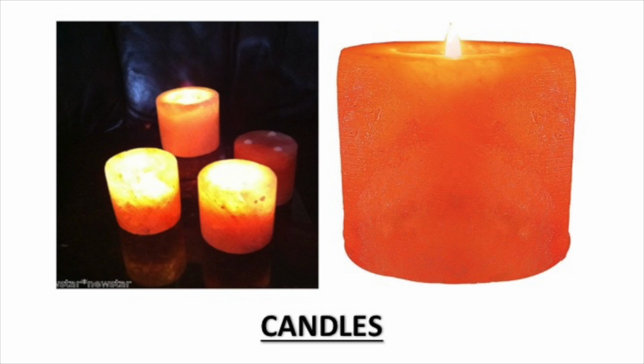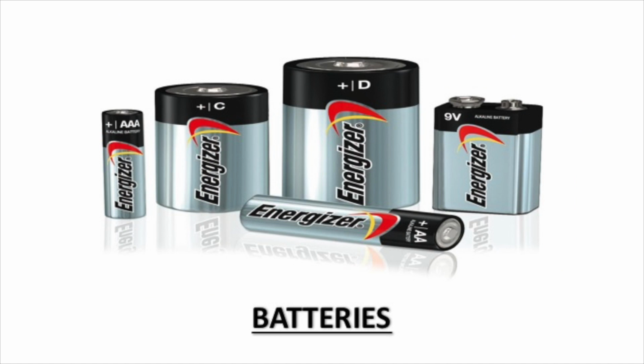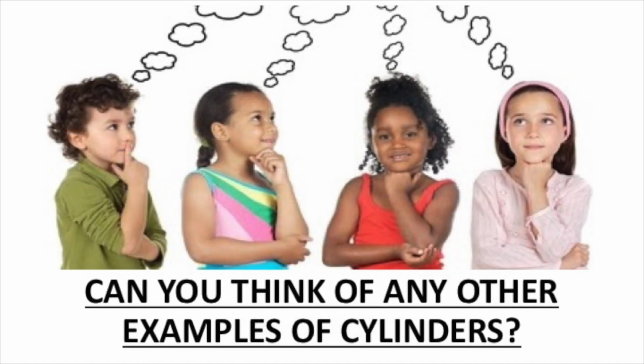And also, candles. Candles are good examples of cylinder shapes. Batteries are another example of cylinders. And you can see they can be different sizes and shapes. But each one of these batteries is a cylinder. Can you think of any other examples of cylinders? No? Any questions, guys? Okay, well done, very good.